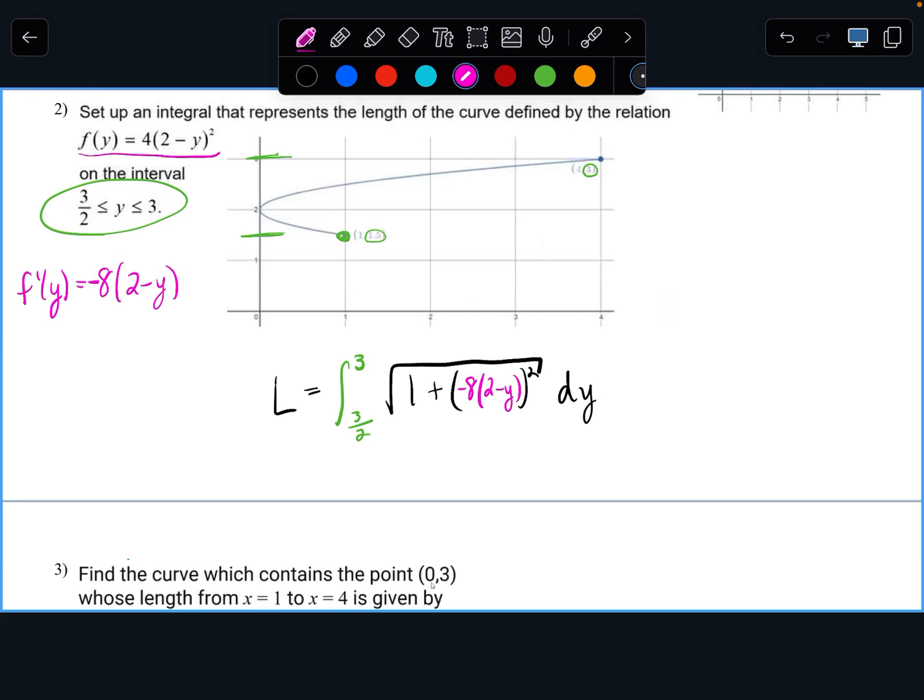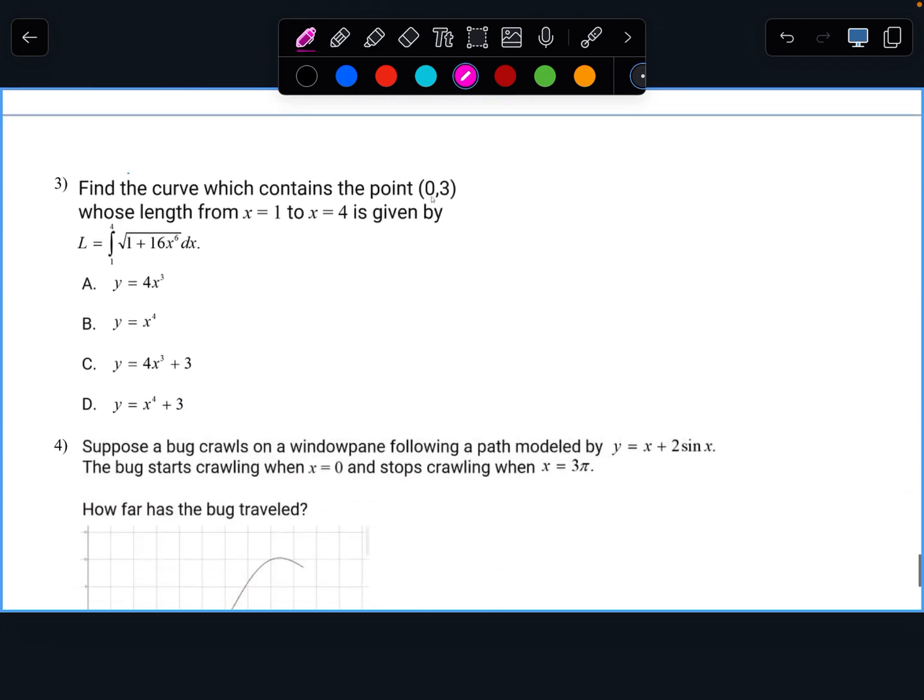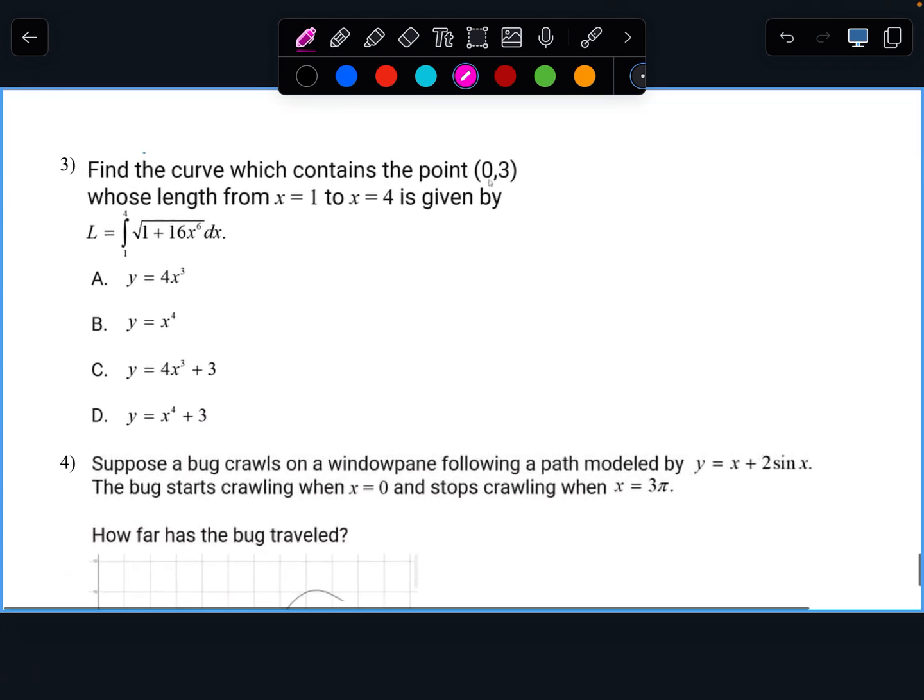And then, of course, they'll try to be weird. So this multiple choice makes you have to think more. Find the curve which contains the point (0, 3), whose length from 1 to 4 is given by that equation. So now you have to get the original function out of that, right? Finding the curve means you need to find regular f of x. As long as you can dissect the formula, you should be fine.